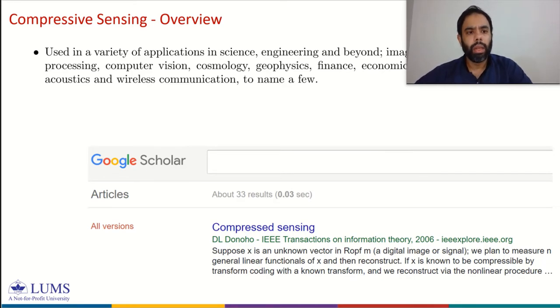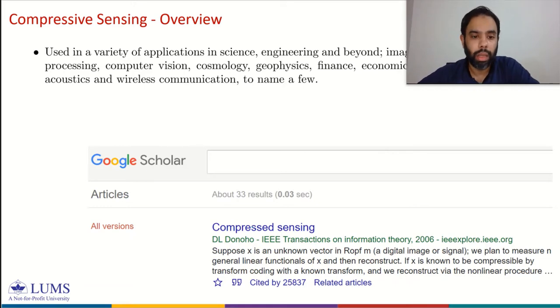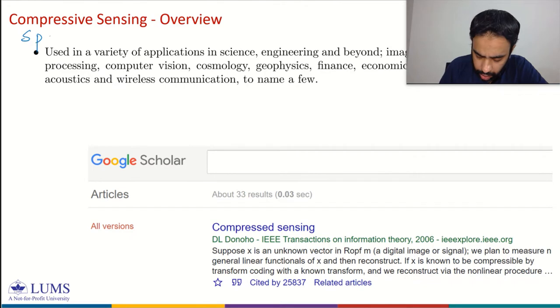One of the papers that laid the theoretical foundations of this compressive sensing framework is the one published by Donoho, which appeared in IEEE Transactions on Information Theory in 2006. Since then, it has been cited around 26,000 times. So this area has been research active in the last 15 to 20 years. Compressive sensing is also referred to as sparse sampling, sparse sensing, compressive sampling. There are different names that appear in the literature.